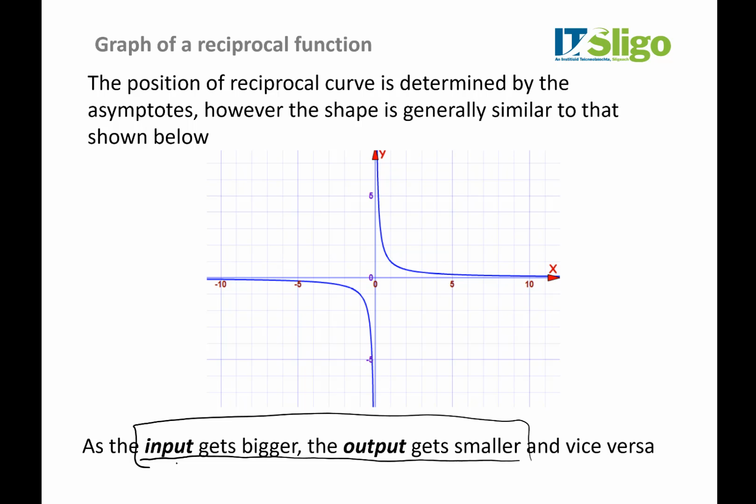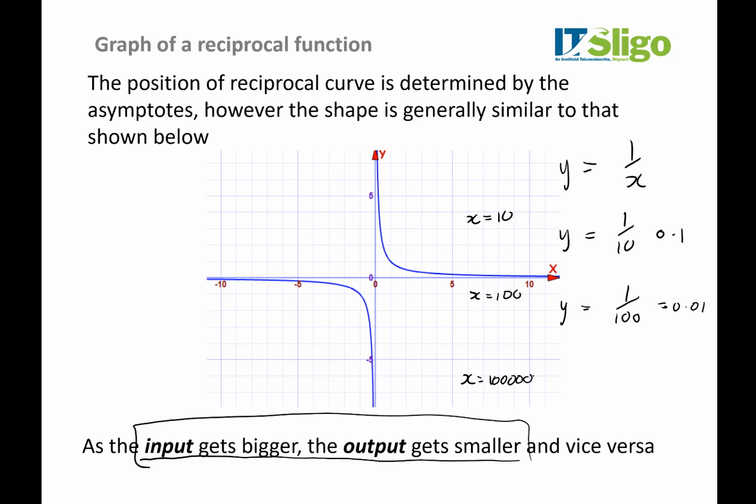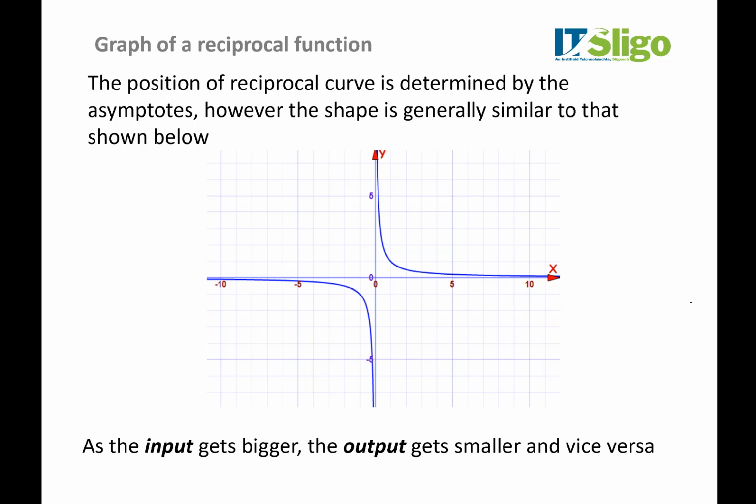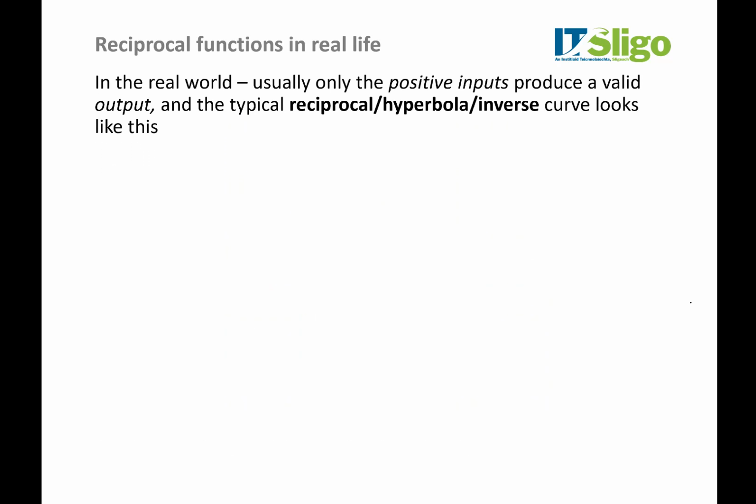Just to give you a few examples, say if we had y is equal to 1 over x, I'm just going to make x bigger. When x is equal to 10, y is equal to 1 over 10. When x is equal to 100, so x is getting bigger, y is getting smaller. When x is 1,000,000, y is 1 over 1,000,000, which is 0.000001. So that's what I'm saying. You can see here our x values are getting bigger, and the y values are getting smaller. And that's the main feature of a reciprocal function, that when you increase your input, your output decreases.